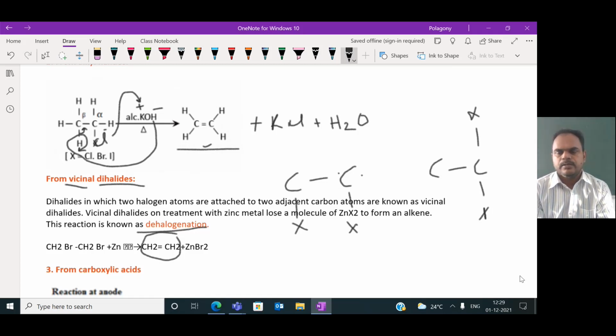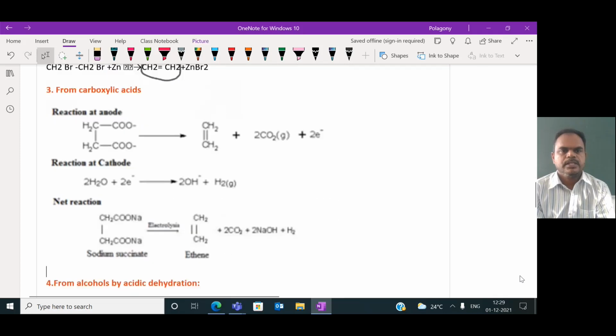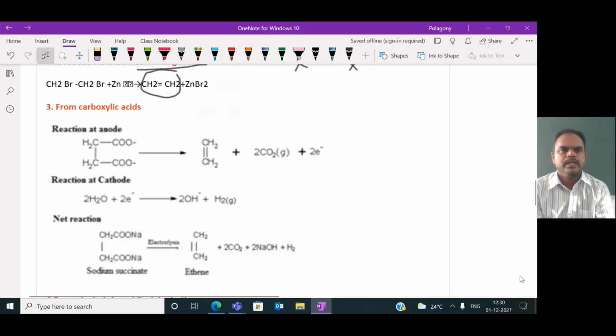By treating zinc metal with these vicinal halides and geminal halides, we can prepare alkenes easily.